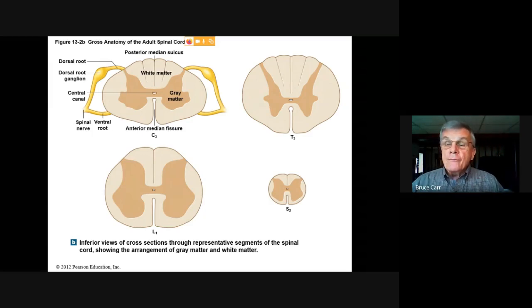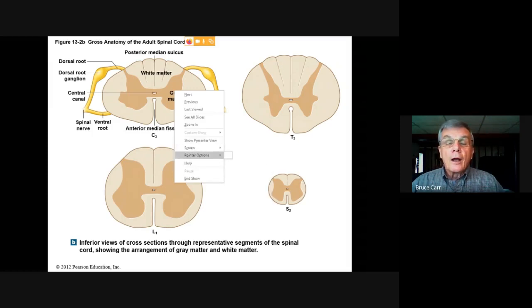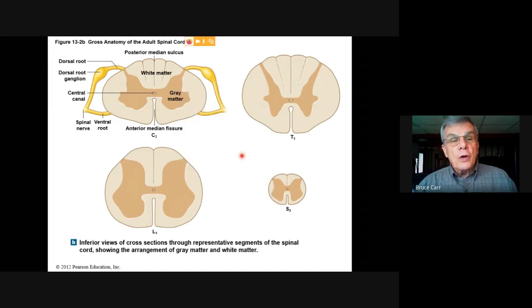Now I want to emphasize that point by using the pointer, and hold on just a moment. Well, I turn the pointer on.